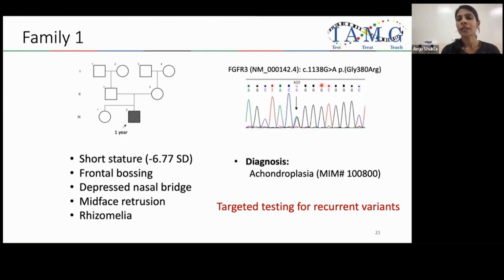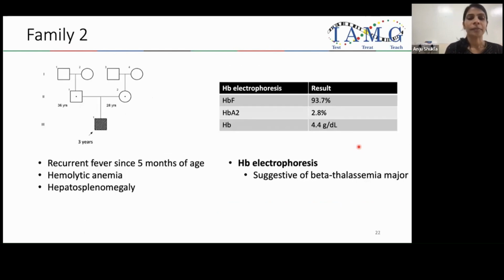In achondroplasia, the single mutation at this position, that is C1138, it causes 99% of the cases of achondroplasia. So it is quite simple to test once we have a clinical diagnosis. So this principle of having recurrent variants can be used if a very good clinical diagnosis is possible, and hence it becomes a very cost-effective method for getting a definitive molecular diagnosis in these families.